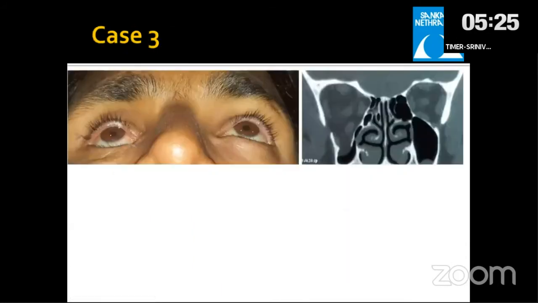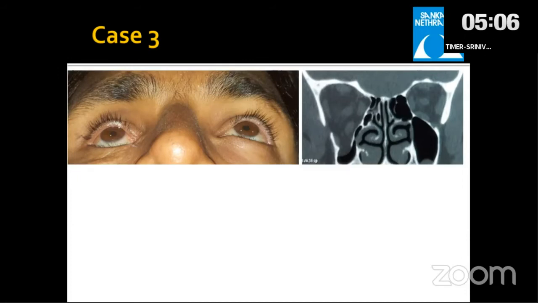Now another case here. Post-trauma, of course, and gross enophthalmos of the right eye, and you can see a large fracture on the right side. Almost the floor is absent on the right side, and the whole of the content is herniated. It was a late case presented to us almost after 3 months.